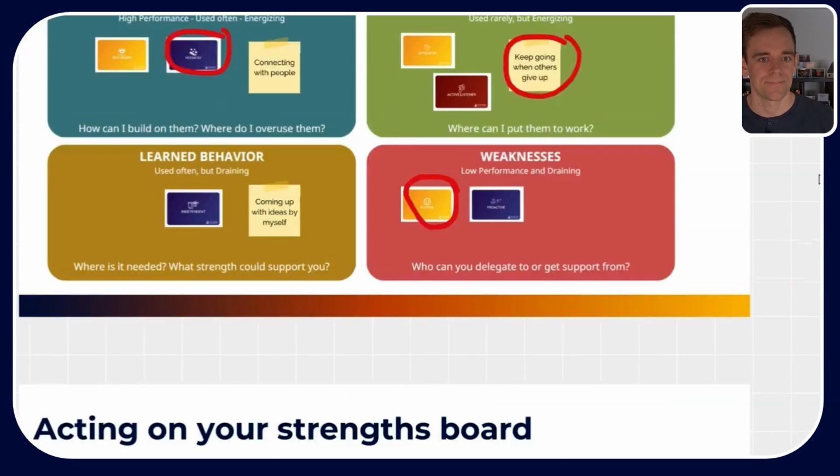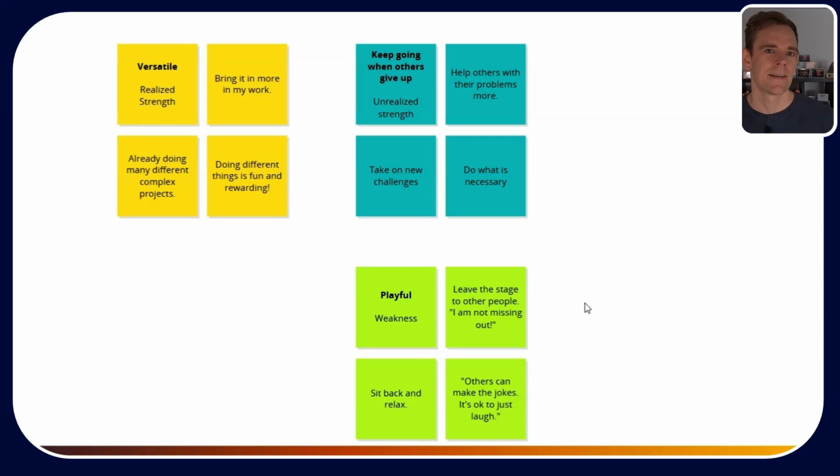Let me show you. I was coaching a client and going through all these steps, she ended up with the following 3 strengths. Versatile, keep going when others give up. That is a term that she decided to put there herself. And playful. These 3 terms are in different categories, and so we found different things that are important to her to work with these strengths.